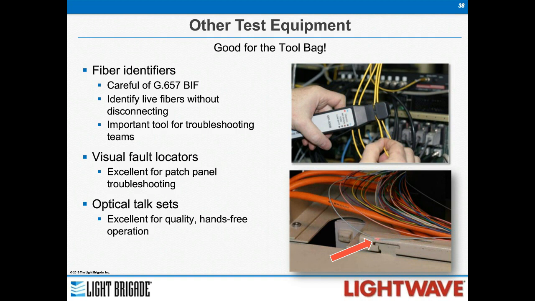If you're doing fiber to the home and you've got a 1x8 splitter and you're trying to figure out which leg is not active, it's a really great tool. You have to be careful if you have bend insensitive fiber. Many of these identifiers will not detect light in a bend insensitive fiber. They work by pinching the fiber just enough to leak out some light and see that it's live. Bend insensitive fiber just won't leak light that way.